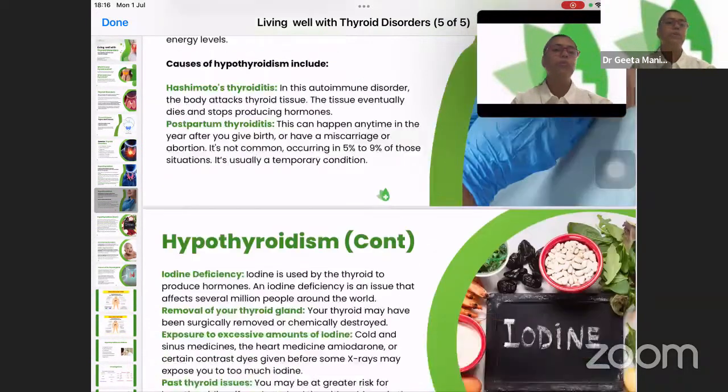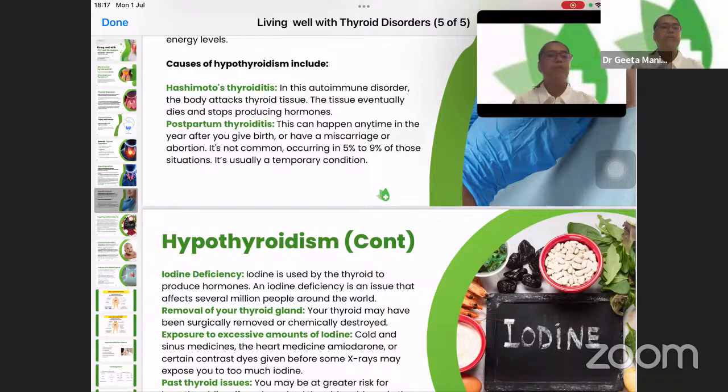Causes of hypothyroidism include Hashimoto's thyroiditis, which is an autoimmune disorder. In this, the body attacks its own cells. It is not able to identify that this is my thyroid gland. It considers it to be an alien and it starts attacking. So it is an autoimmune disorder. The tissue eventually dies and stops producing hormones if it is left untreated.